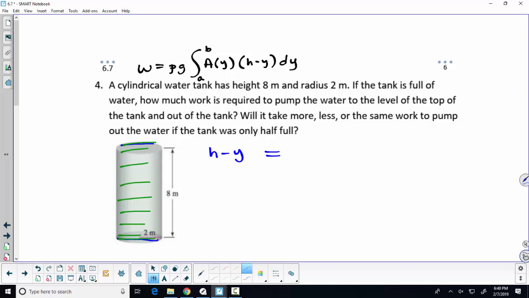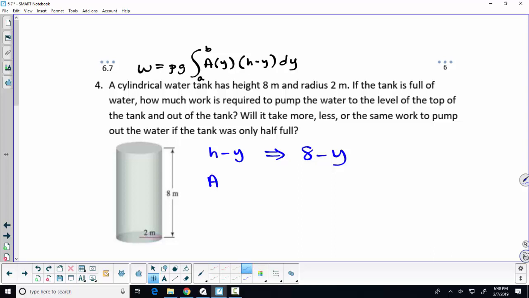So like, what's the location of this particular rectangle? If this is h minus whatever that y value is, right? This is, sorry, 8 minus 0, right? So that the height of the tank is 8. So that's just 8 minus y. That's just 8 minus y. And we'll find the area function.